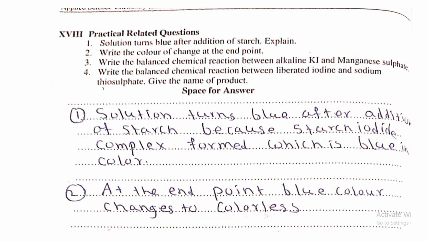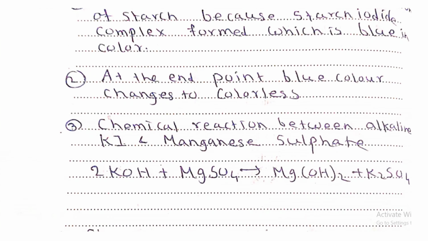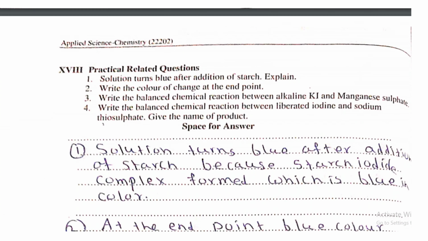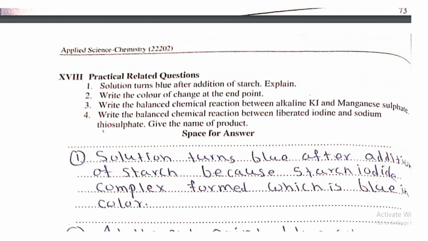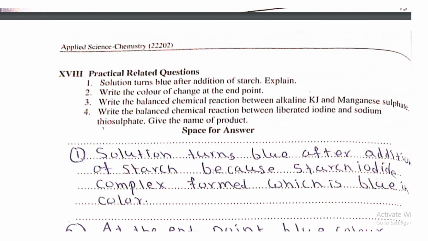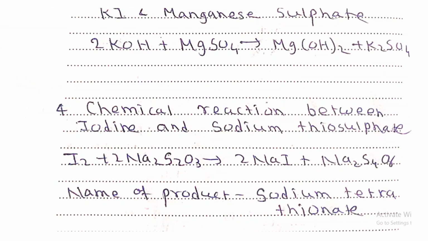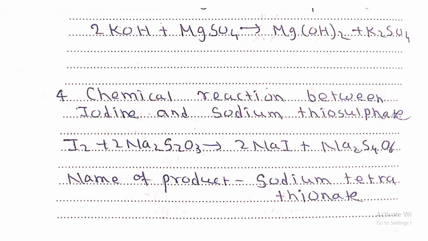Then write the balanced chemical reaction between alkaline KI and manganese sulfate. This chemical reaction is given. And the last question is: write the balanced reaction between liberated iodine and sodium thiosulfate and give the name of the product. This is the reaction between iodine and sodium thiosulfate. There is formation of sodium tetrathionate. This is sodium tetrathionate. This is experiment number 11.